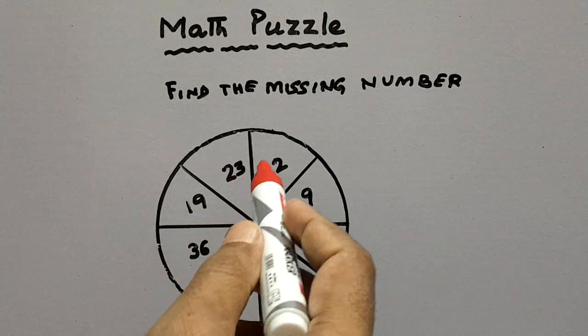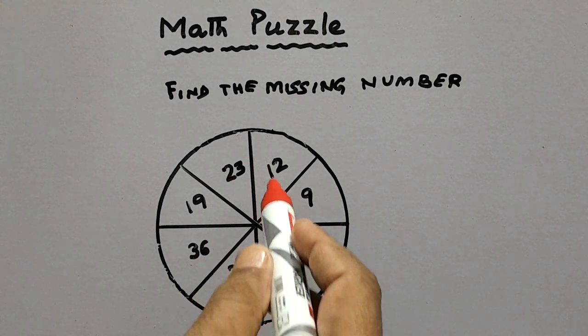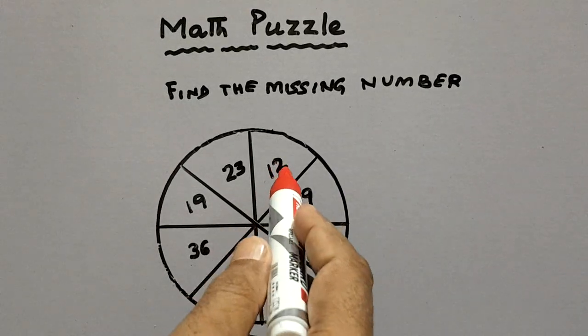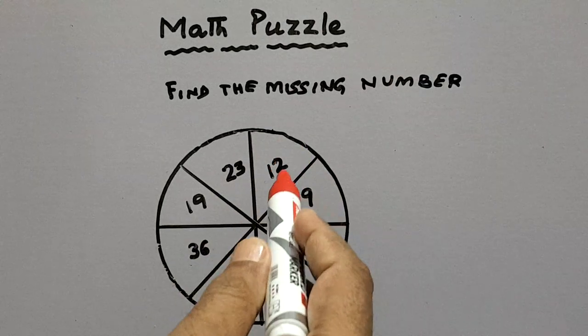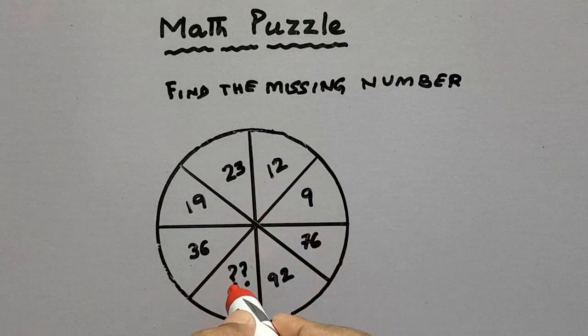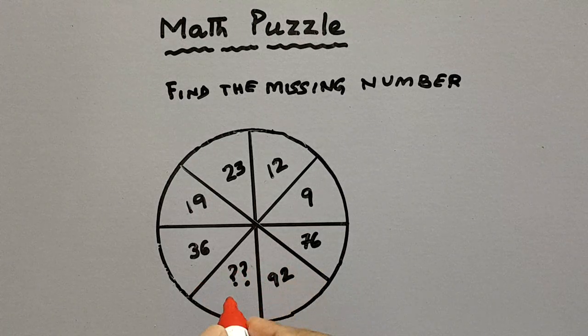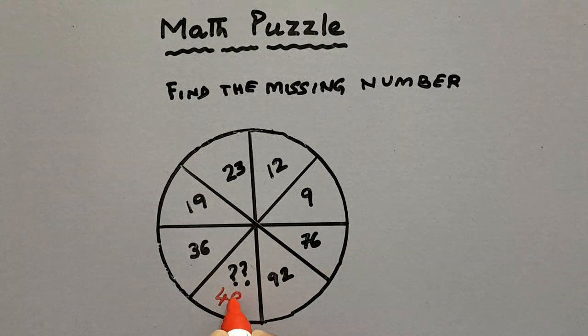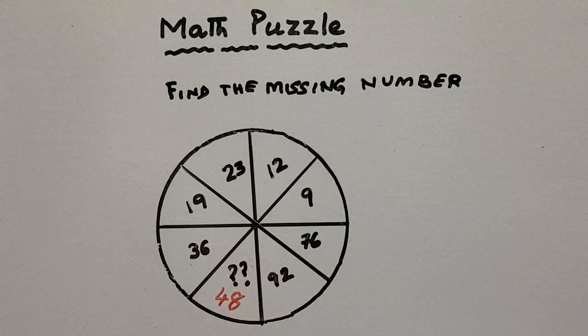But here it is 12, and the opposite number is missing. So here also the same rule will apply. Here 4 times 12 is how much? It will be 48. So 48 is the correct answer here.